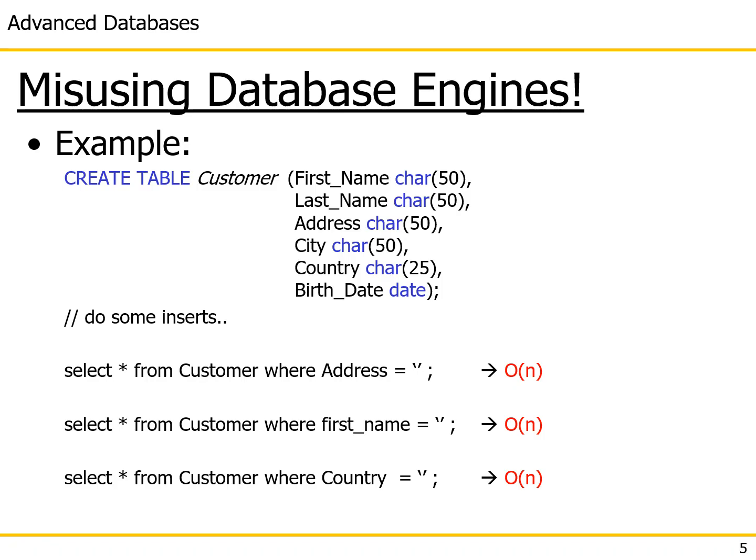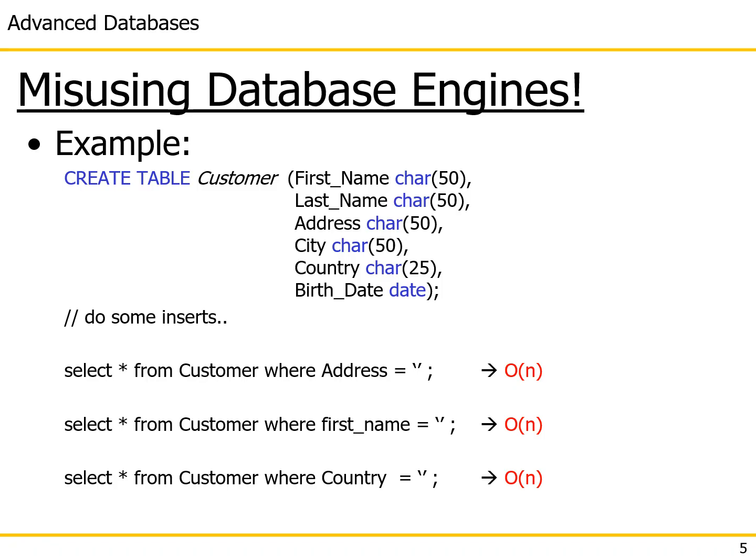Now, if you just create this table, fill it in with data, and you write these queries to start retrieving matching rows from this table, and that's all what you do, I would describe this as an abuse of database engines. Because the 3 queries at the bottom here will all run in O of n time.